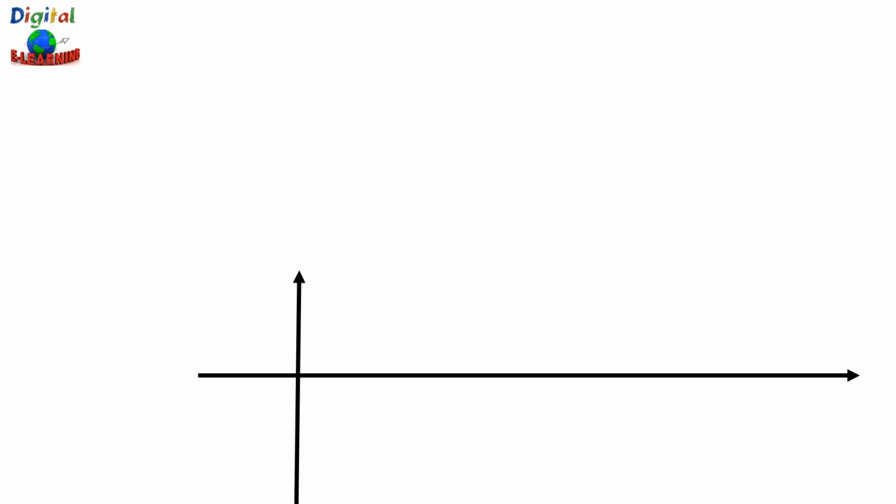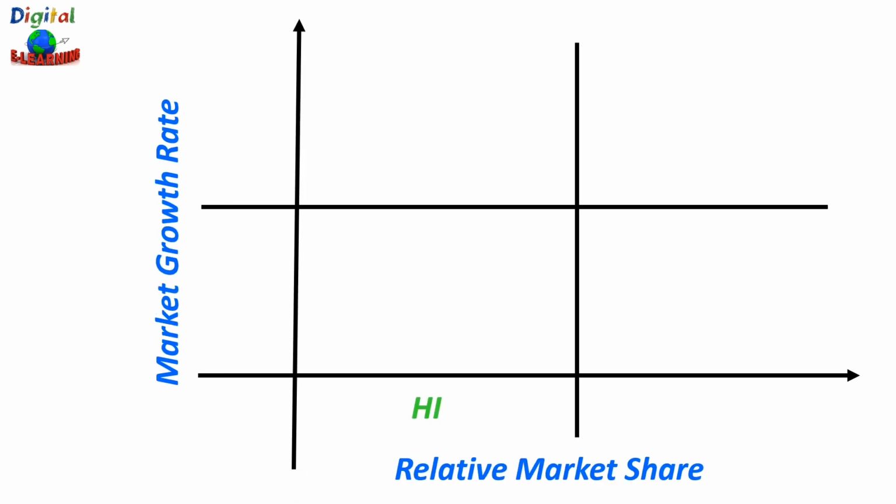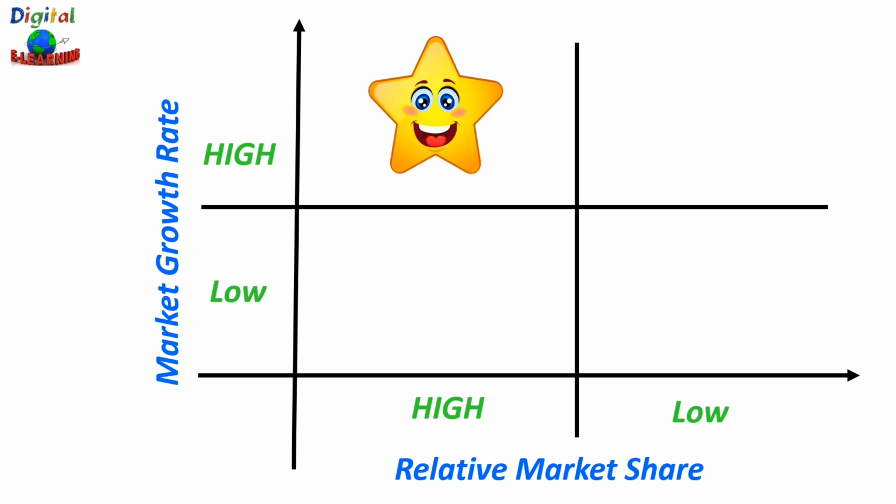Now let us see how we can construct this BCG matrix. We divide into four quadrants of high and low relative market share and high and low market growth rate. If your market share is high and market growth rate is also high, these are known as stars. Stars are the leaders in the business.